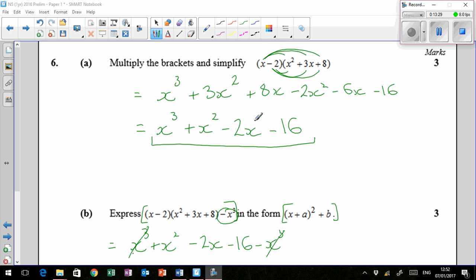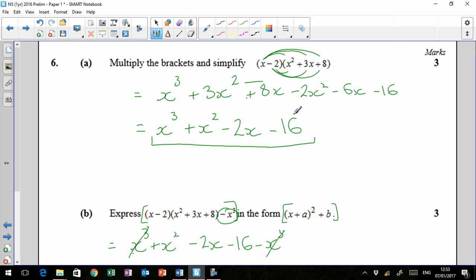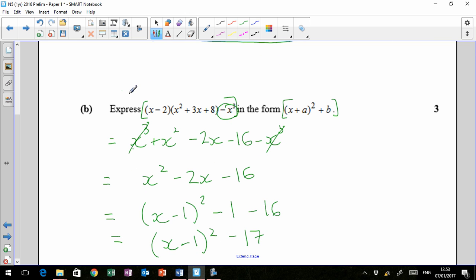Okay, up here, I made a wee mistake, I hope you've caught it. The plus 8x minus 6x will be a plus 2x, which is going to change down here to plus 2x and plus 1 in the bracket.